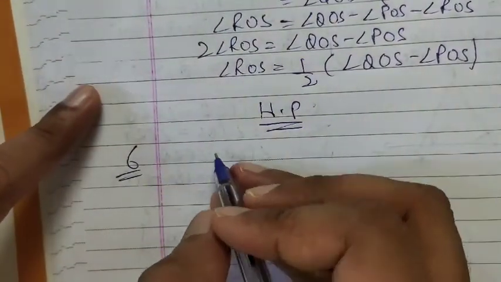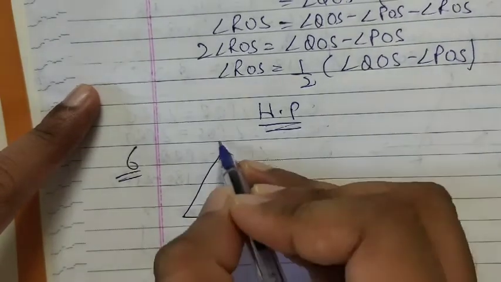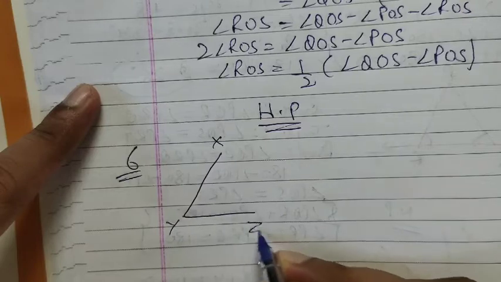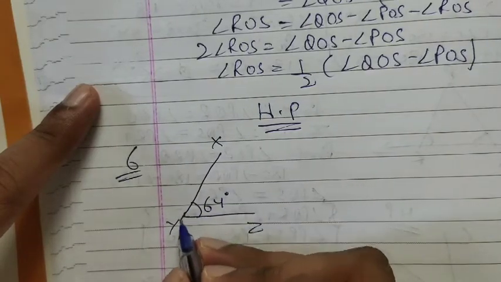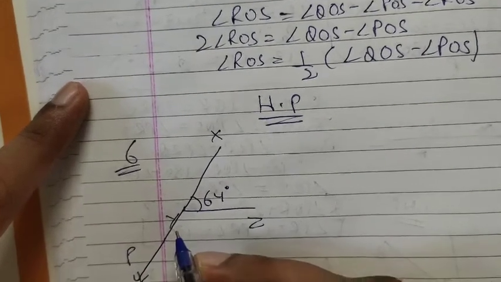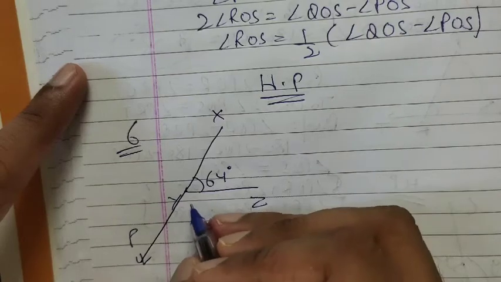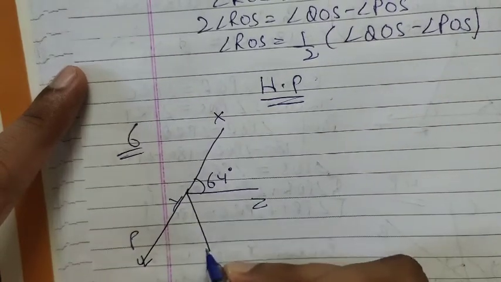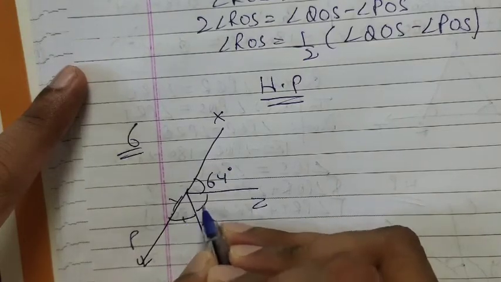It is given that XYZ is 64 degree. XYZ is equal to 64 degree, right? Produce XY to point P, right? Now draw the figure from the given information. If ray YQ bisects ZYP, YQ bisects ZYP, that means this part is equal to this part.